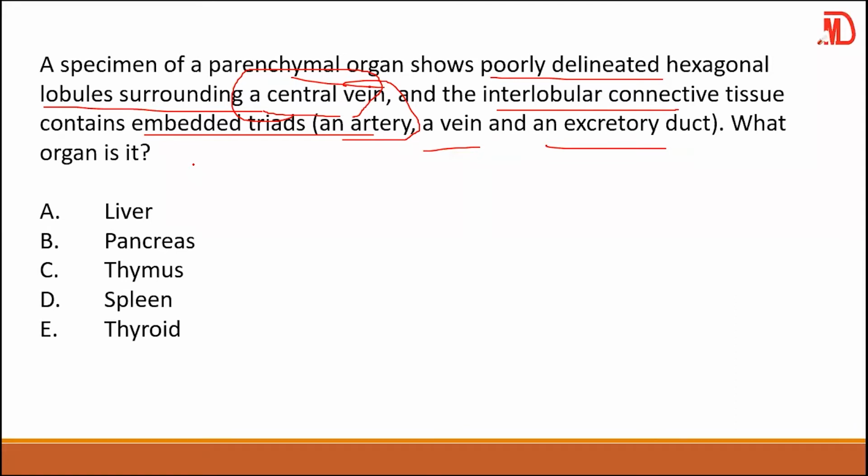And when they talk about the triad, they're talking about the portal triad. In the portal triad, we have the hepatic artery, the portal vein, and the bile duct, which is an excretory duct. So that's what it is describing over here. Please don't get confused with all of these things. Then inside it we have the hepatic venule or the central vein. All right. So here your answer is A.